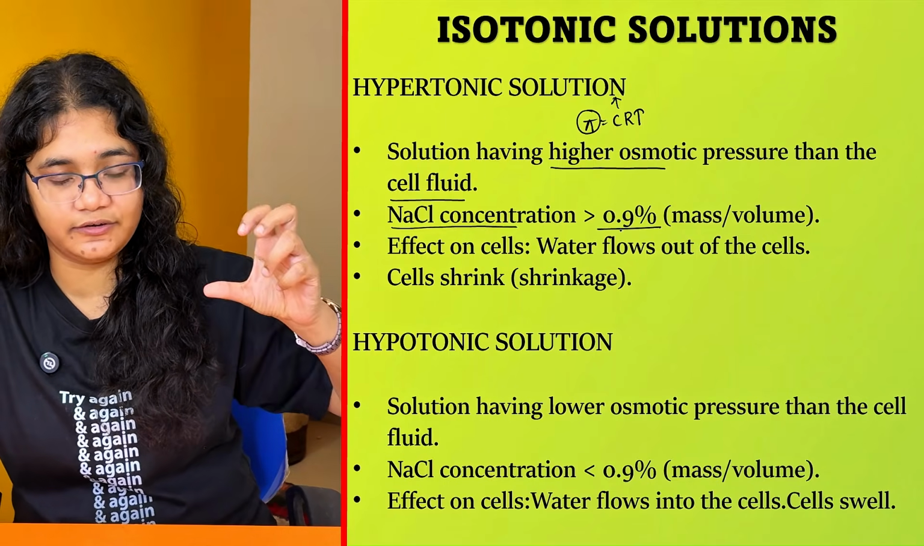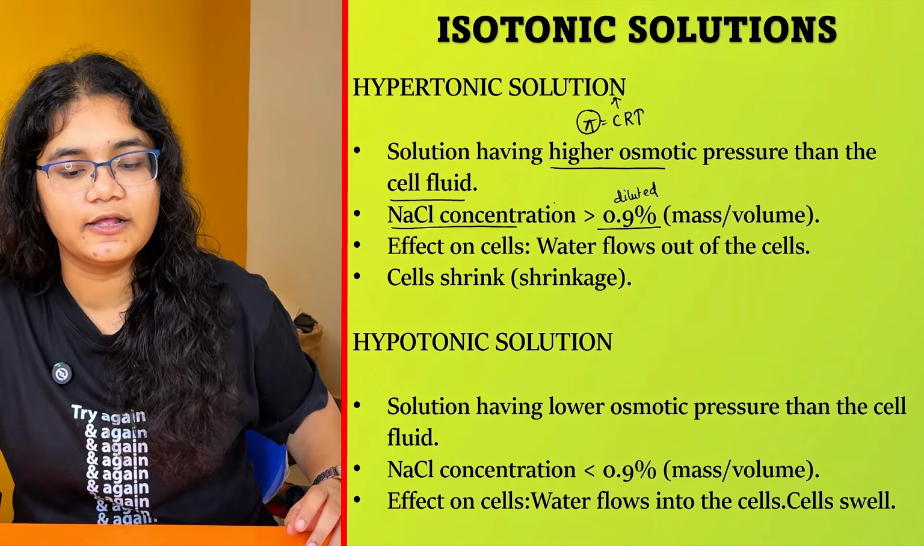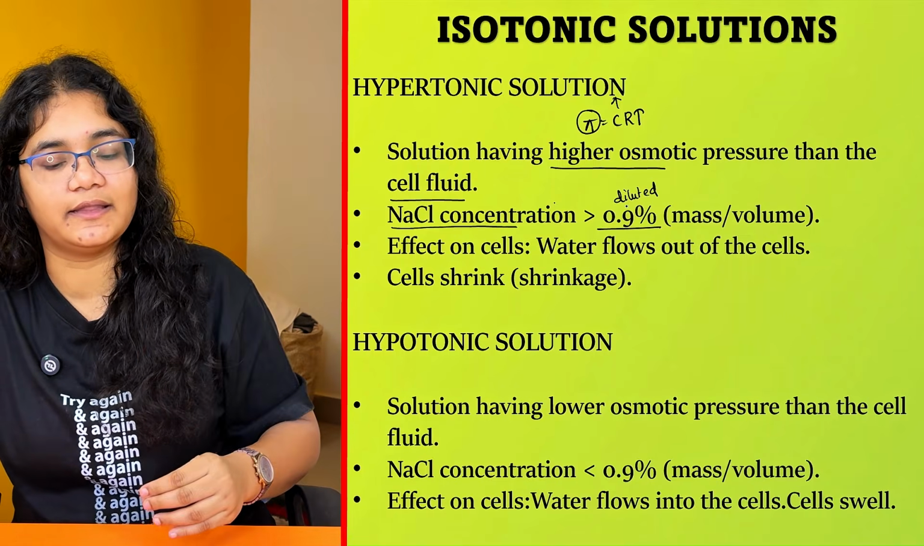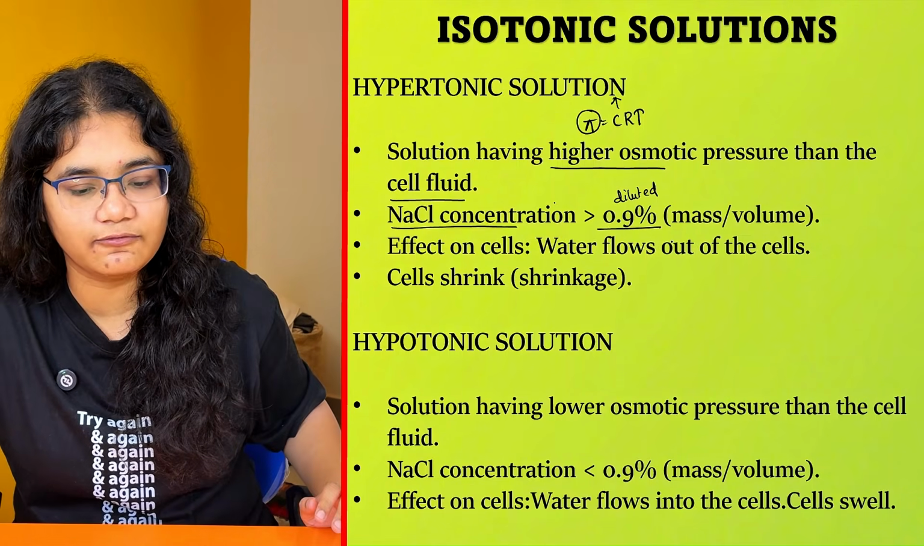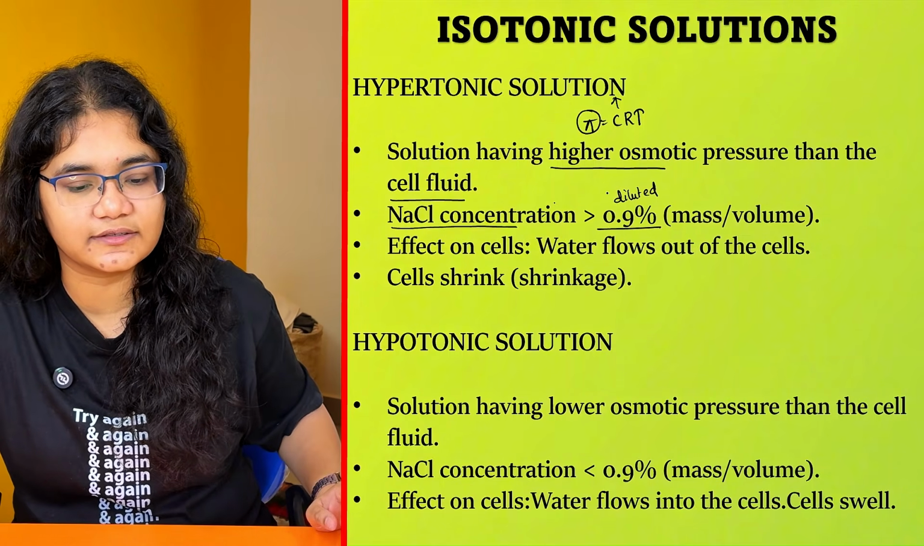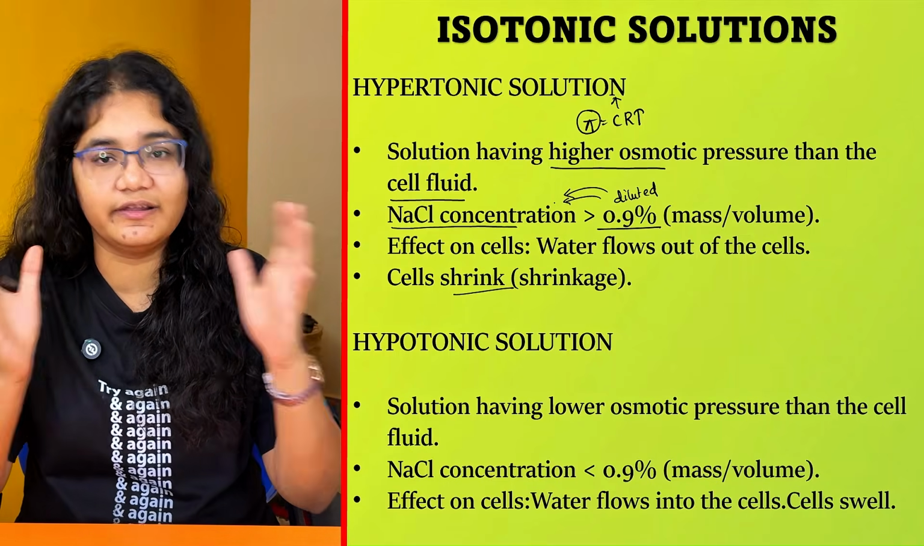So if that is concentrated, then what will happen? If this one has more concentration, then this is diluted, right? So if you keep a semi-permeable membrane between them, or the cell itself has a cell wall which is a semi-permeable membrane, the water will flow out of the cell because this is diluted, this is concentrated, so water will start flowing outside and the cell will shrink.